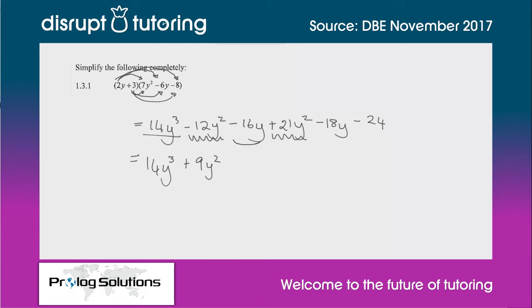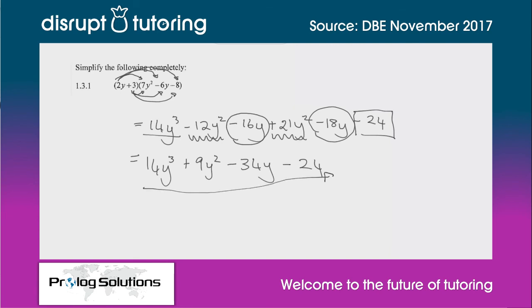And then we have minus 16y minus 18y. So minus 16y minus 18y gives us minus 34y. And the last term that we have left is a negative 24. Is this as simple as it can go? Doesn't look like we can simplify further. So that is our final answer, giving us 2 easy marks.